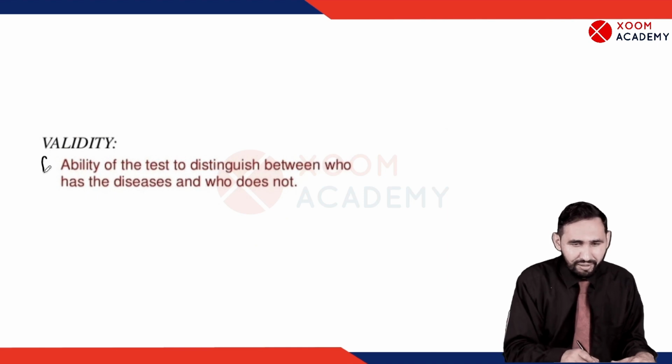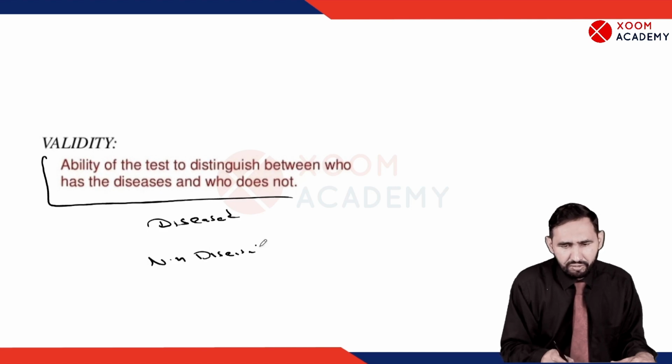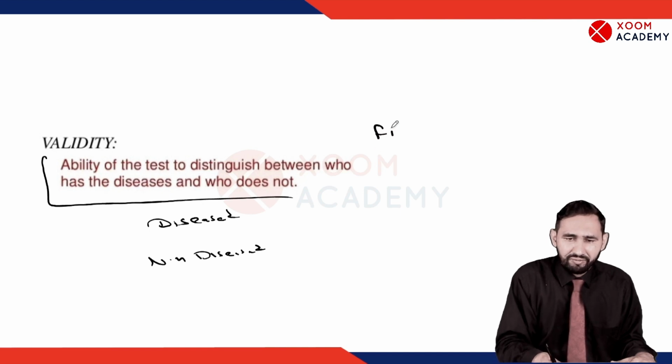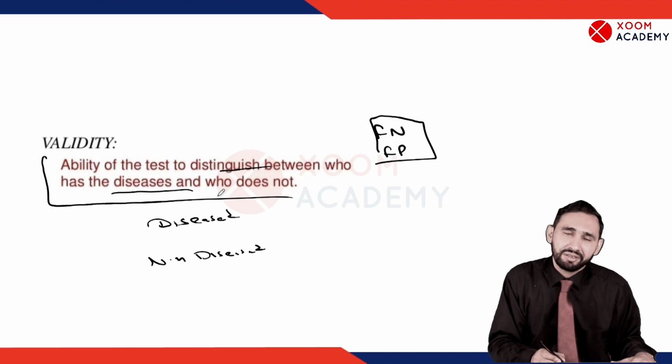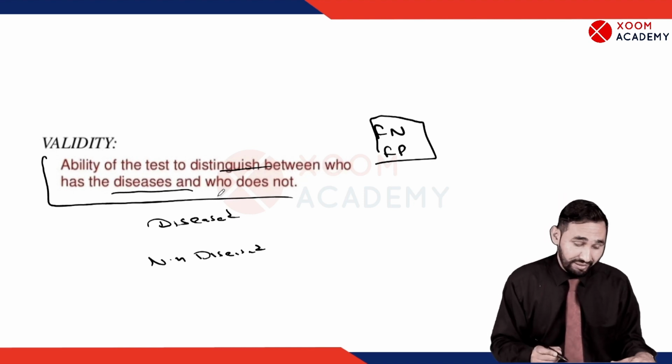Validity. A test has results. Either the person is diseased or non-diseased. But a screening test can generate false negative and false positive results because it is rapid. So it is the ability to distinguish between those who are diseased and those who are non-diseased, or those who don't have the disease. We have to see the validity.